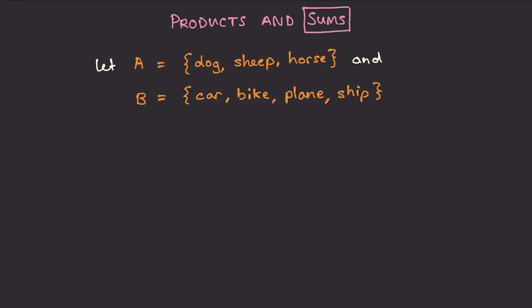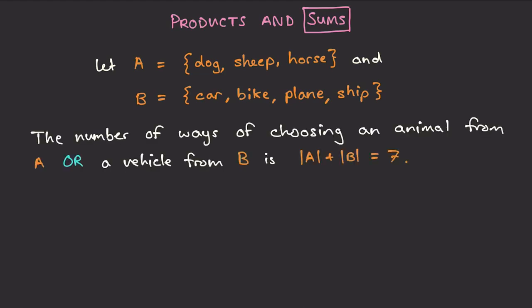I've got 3 choices that I could have made from A, and I've got 4 choices I could have made from B. So of course, the number of ways I can choose something from A or something from B is the sum of those 2 numbers, which is 7. Now just like in the previous example, there's a nice set theoretic operation that describes what's going on here. This time, instead of being the Cartesian product, it is the union of the 2 sets.